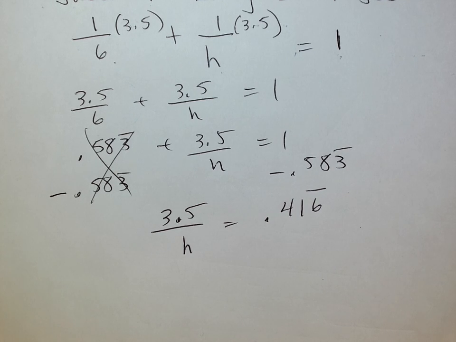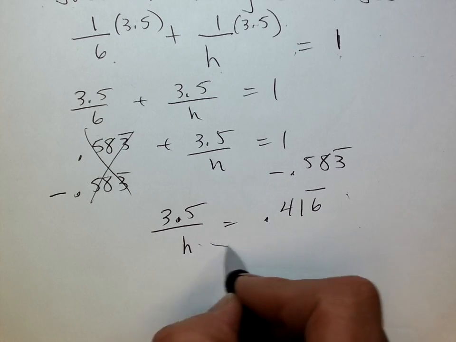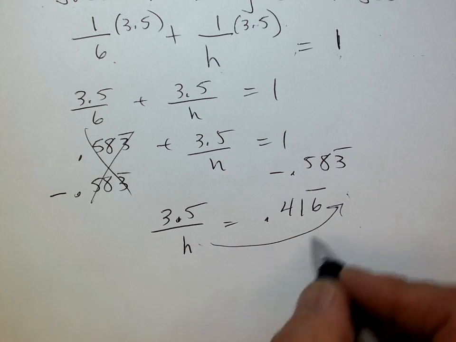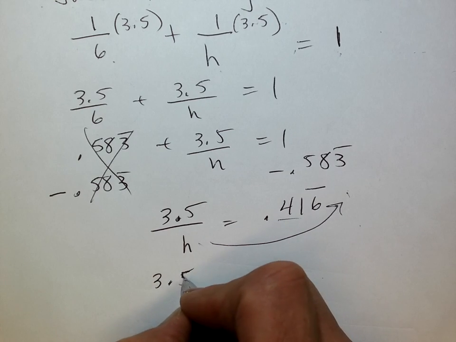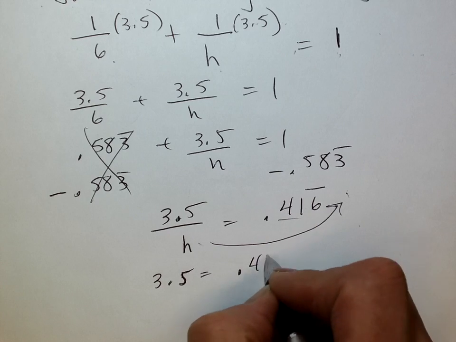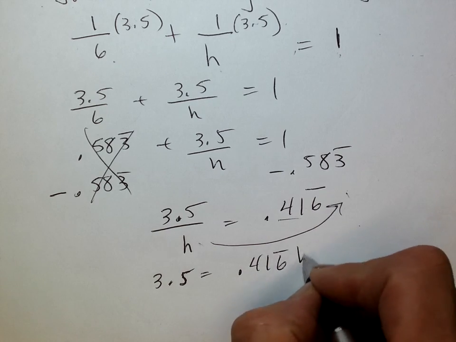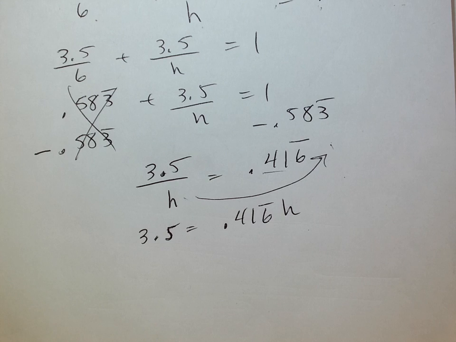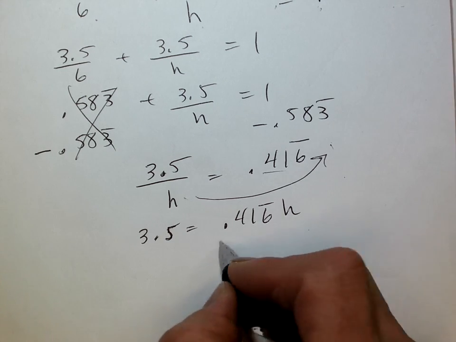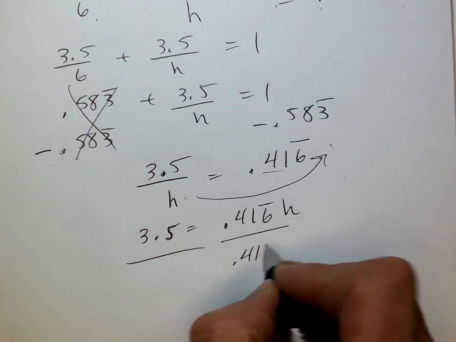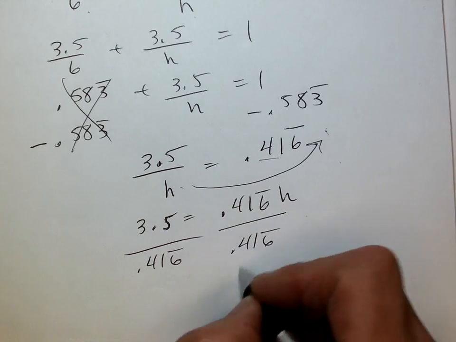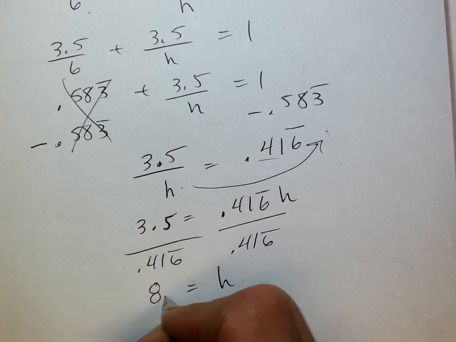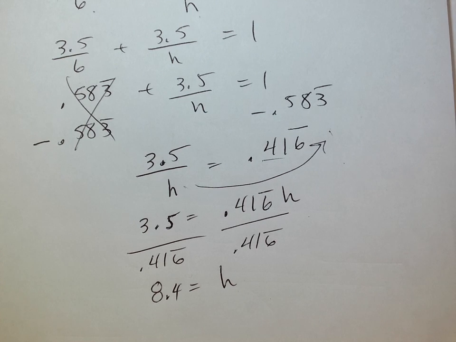Cross multiply. So I can bring the h up here. Think about that as over 1. Cross multiply. So I have 3.5 equals 0.416 repeating times h. Almost there. Divide by 0.416. So what's 3.5 divided by that? I get an answer of 8.4. So what does 8.4 mean? That's the time it takes for Lacey.